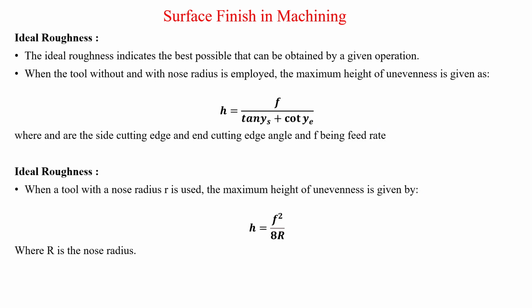Talking about ideal roughness, this is where the best possible result is available. The roughness or unevenness obtained in the case of ideal roughness is very low. In this case, we are defining the value of the surface roughness for ideal roughness, because in natural roughness we have the effect of vibration and other effects like built-up edges and chatter, which contribute to the roughness value. So we are ignoring the natural roughness parameters and just finding the value of the surface roughness considering the ideal roughness.